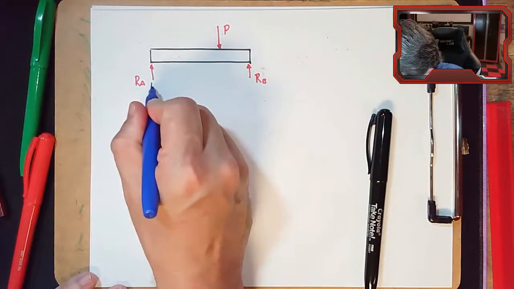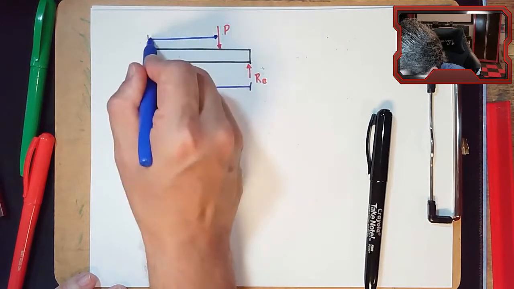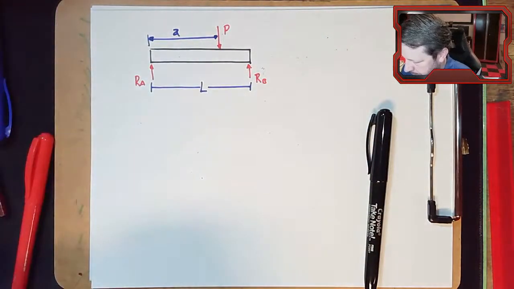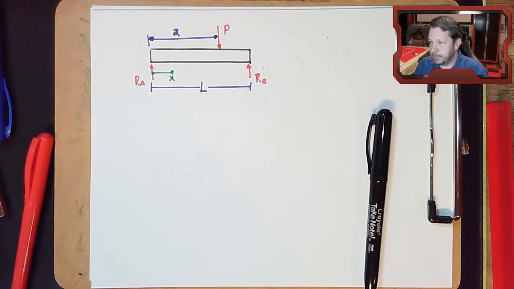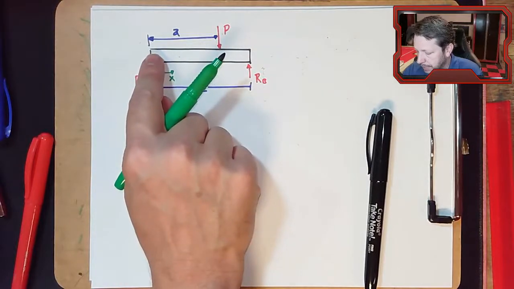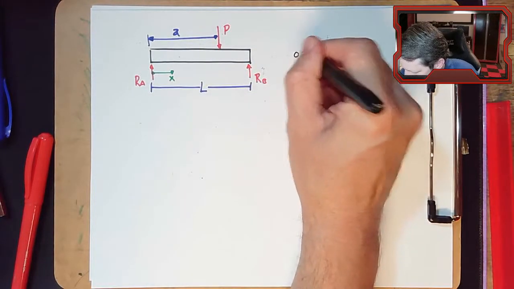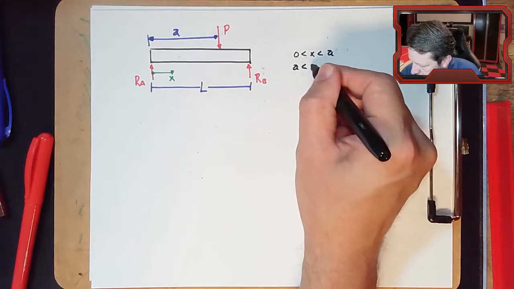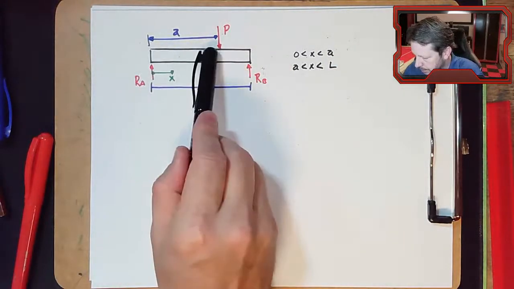Let's say that this length is L. This length, we're just going to call it A so that we can define where that point load is. And then we'll measure in that direction as X. So this beam is two distinct sections. One section from X equals anything from 0 to A, and another section where X is between A and L, the length of the beam. So this section and that section.